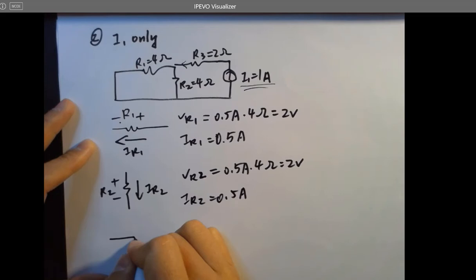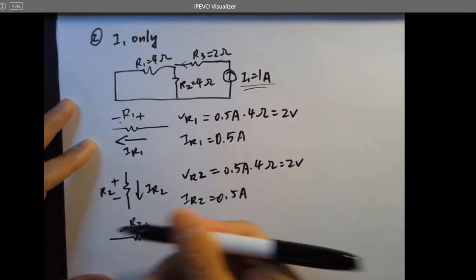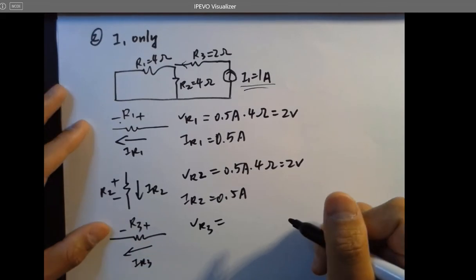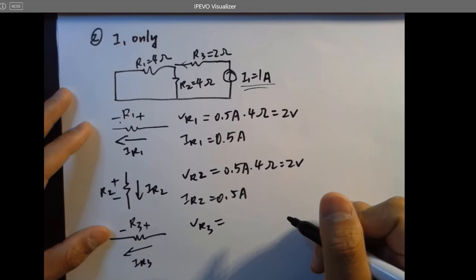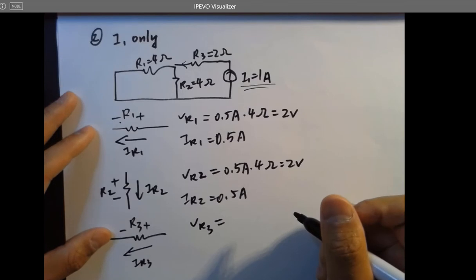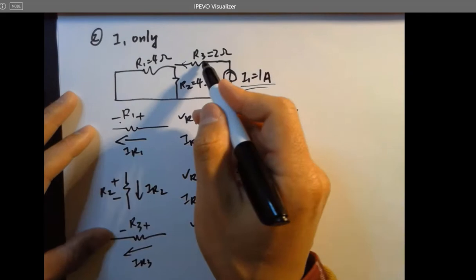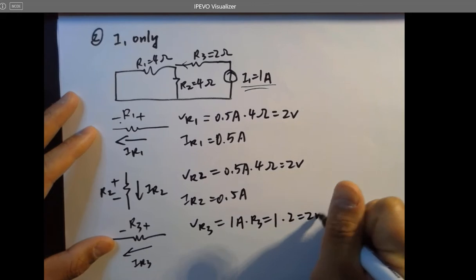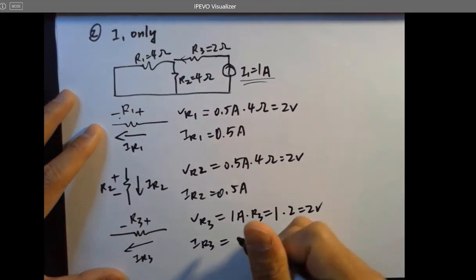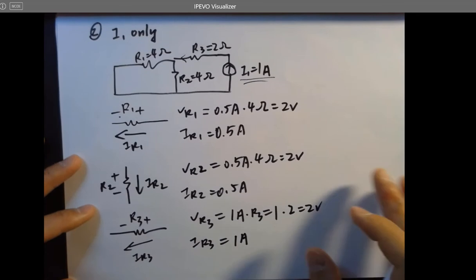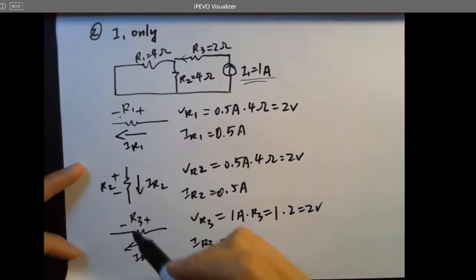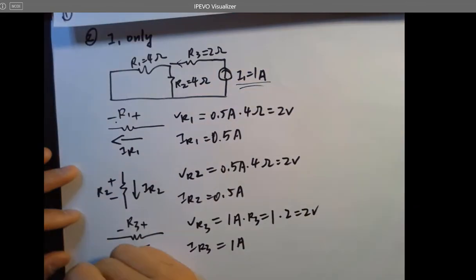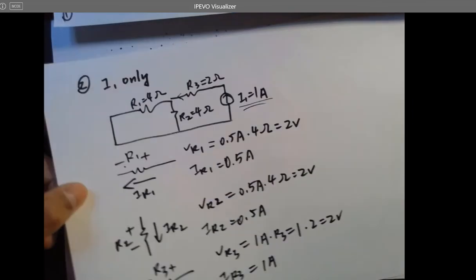And for I3, it's plus minus like this, in this direction, right to left, and we define the current like this. So VR3 equals what? How to calculate that VR3? Since we know the current flowing through this is 1 amp, it's going to be 1 amp times R3, which is 1 times 2, which is 2 volts. And IR3 in that direction is 1 amp. So now we get the current and voltages for R1, R2, R3 under the contribution from V1 and I1. The very last step is just to superimpose these values together.